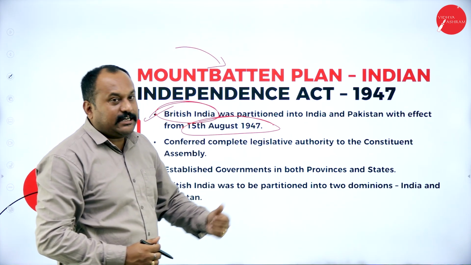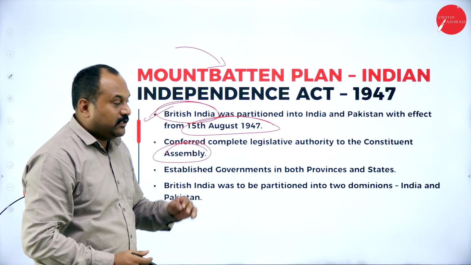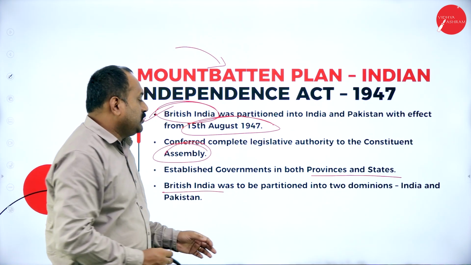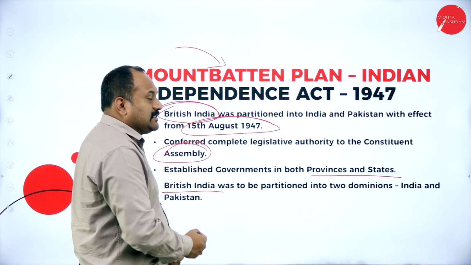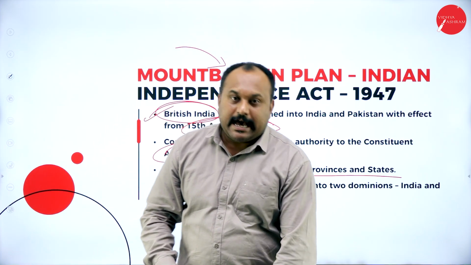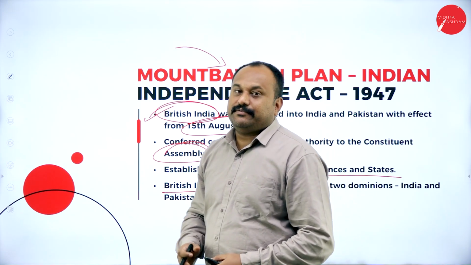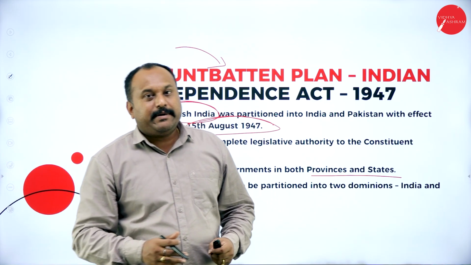Conferred complete legislative authority to the Constituent Assembly, established government in both the provinces and the states. British India was to be partitioned into two dominions, that is India and Pakistan, which happened. Now 14th of August is when Pakistan got independence, and 15th of August 1947 is when we got independence.